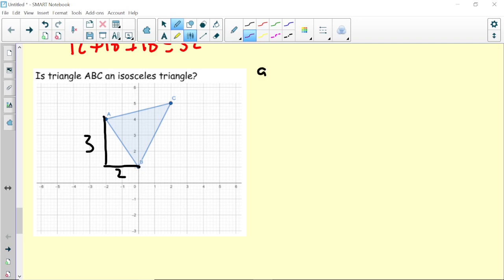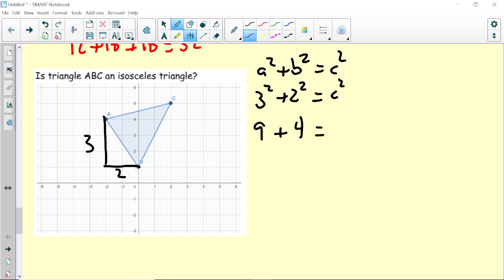3 and 2. A squared plus B squared equals C squared. So 3 squared plus 2 squared equals C squared. So 3 squared is 9. 2 squared is 4 equals C squared. Add up 9 and 4, we get 13 equals C squared. And I'm going to square root that.